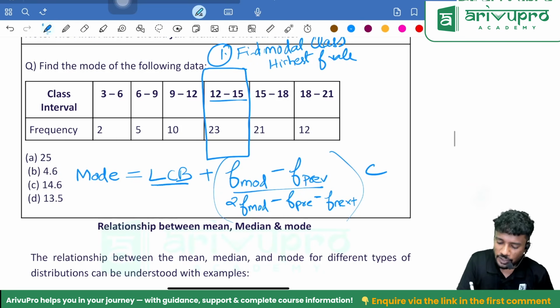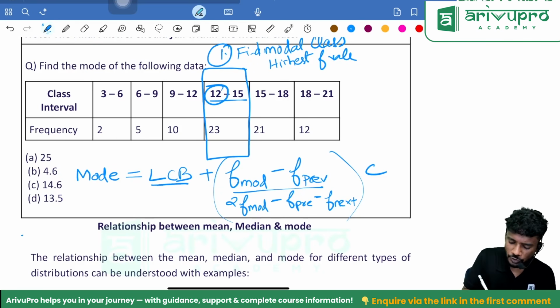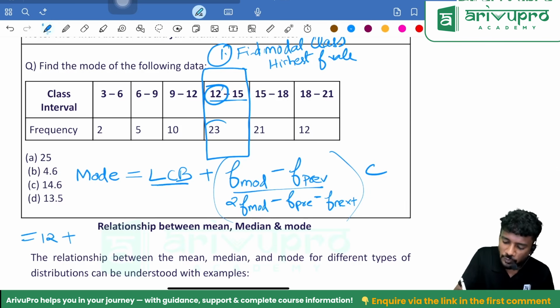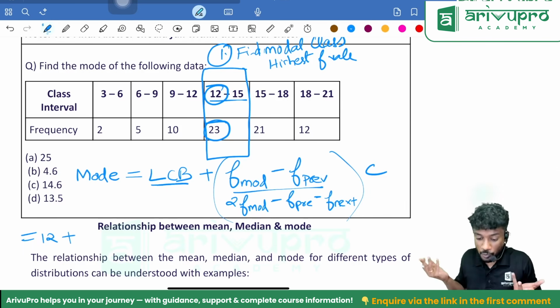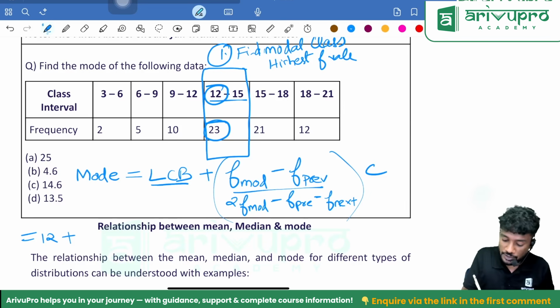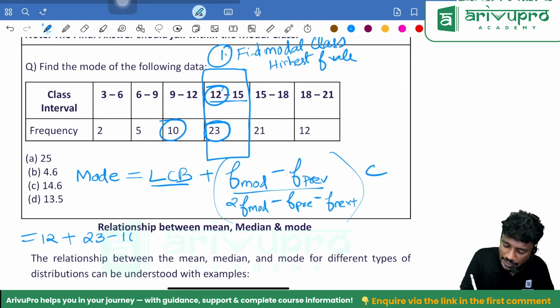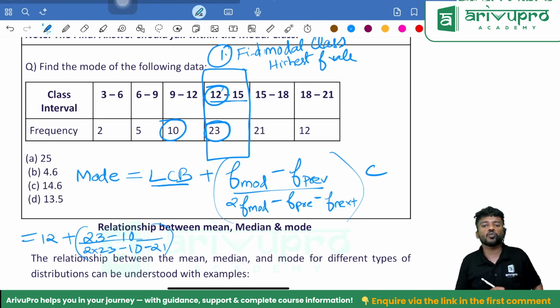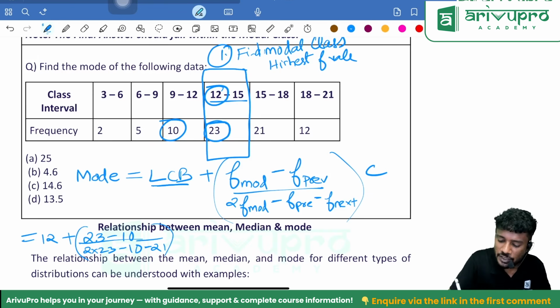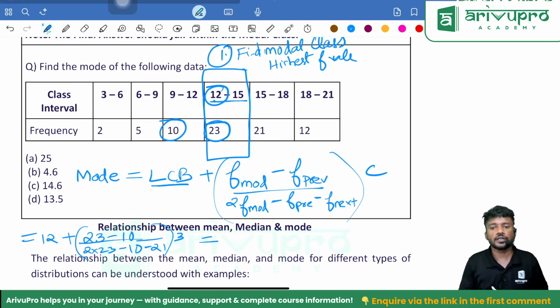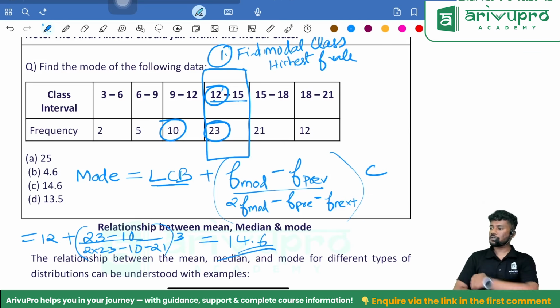Now people, can you tell me the answer for this? What is the lower class boundary? 12. So type the value 12 there, plus the frequency of the modal class, 23, minus the frequency of the previous class, 10, divided by 2 into 23 minus 10 minus 21. The entire thing is multiplied with C. C is how much here? 15 minus 12 is 3. Get me the answer. How much is it? 14.6. Yes.